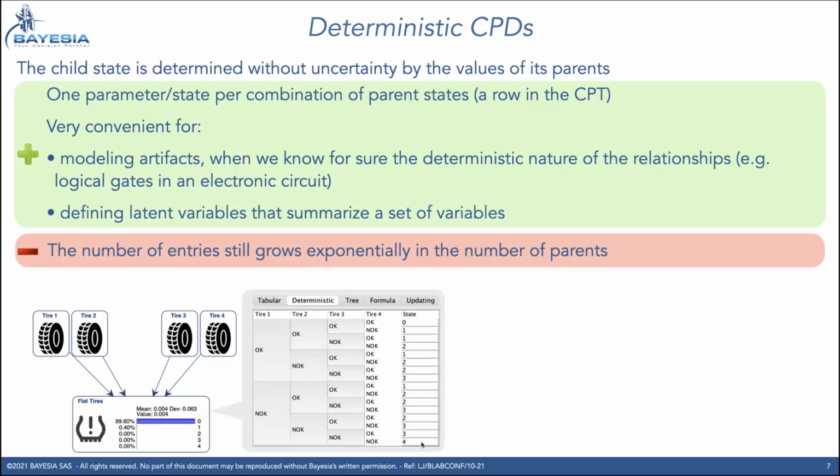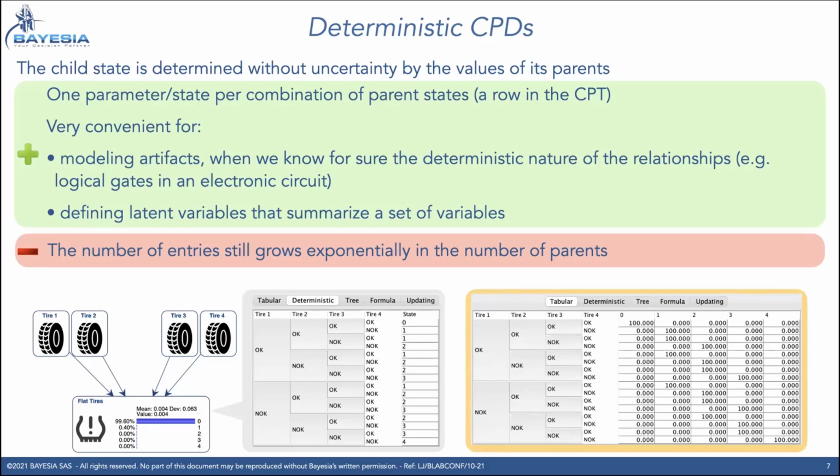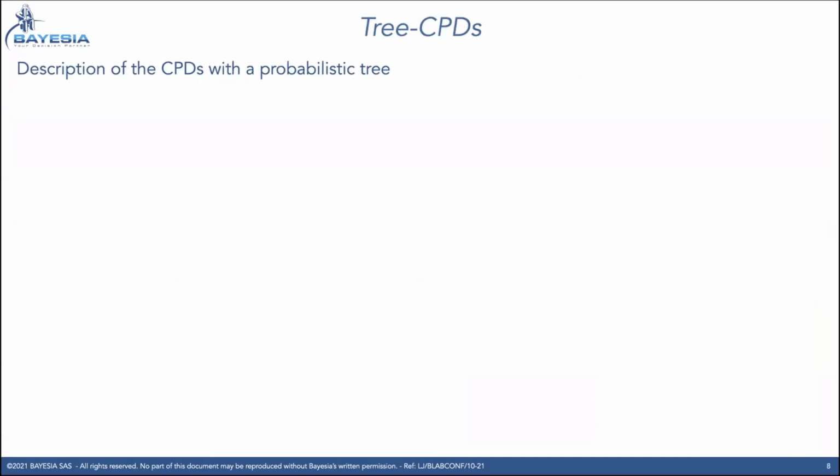And at the very end, you see here, we have 4 flat tires, right? So here I don't have to define this table. This is done automatically via this deterministic tab that you see, right? But again, at the end of the day, when you validate, this is what you have here. You're going to have a probabilistic table, right? Then we have the tree conditional probability distribution. So here we are using a probabilistic tree.